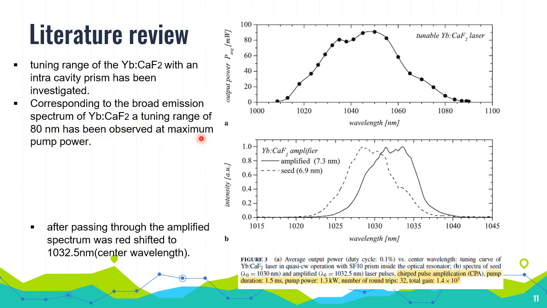at maximum pump power. And Figure 3b is the input and output spectrum, which is determined by a fiber spectrometer and corresponds to the gain spectrum. After passing through the amplifier, the amplified pulse is a little bit redshifted to 1032.5 nanometers in center wavelength.